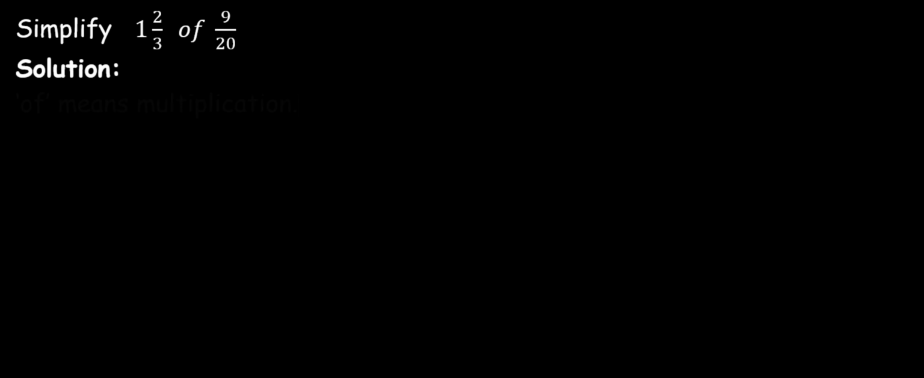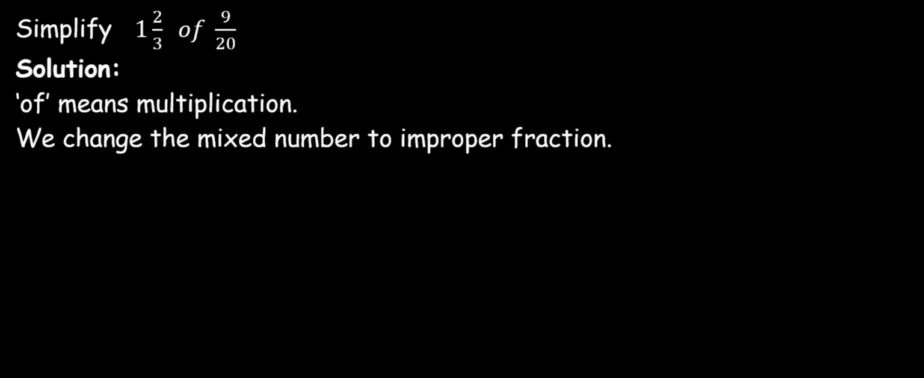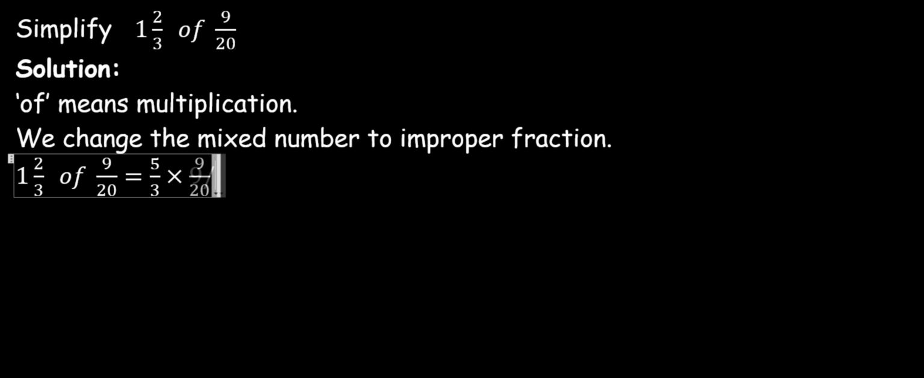Another example. Simplify 1 whole number 2 over 3 of 9 over 20. Of course, in the solution, of means multiplication. Next, we change mixed numbers to improper fractions. Our 1 whole number 2 over 3 of 9 over 20 will be equal to 5 over 3 times 9 over 20. Sometimes we cancel out.